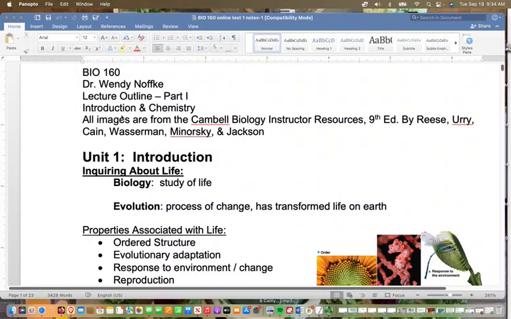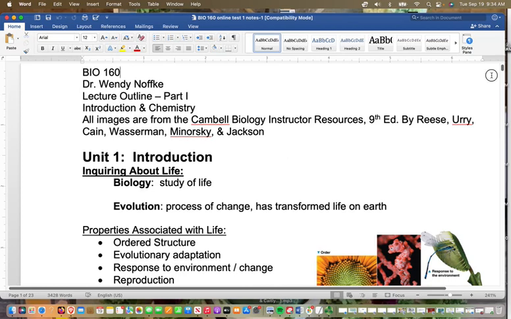So today we're going to talk about introduction and overview into biology for cell biology or biology 160. So biology is the study of life, and the way this textbook likes to present things is through the eyes of evolution, looking at how processes have changed over time on Earth.